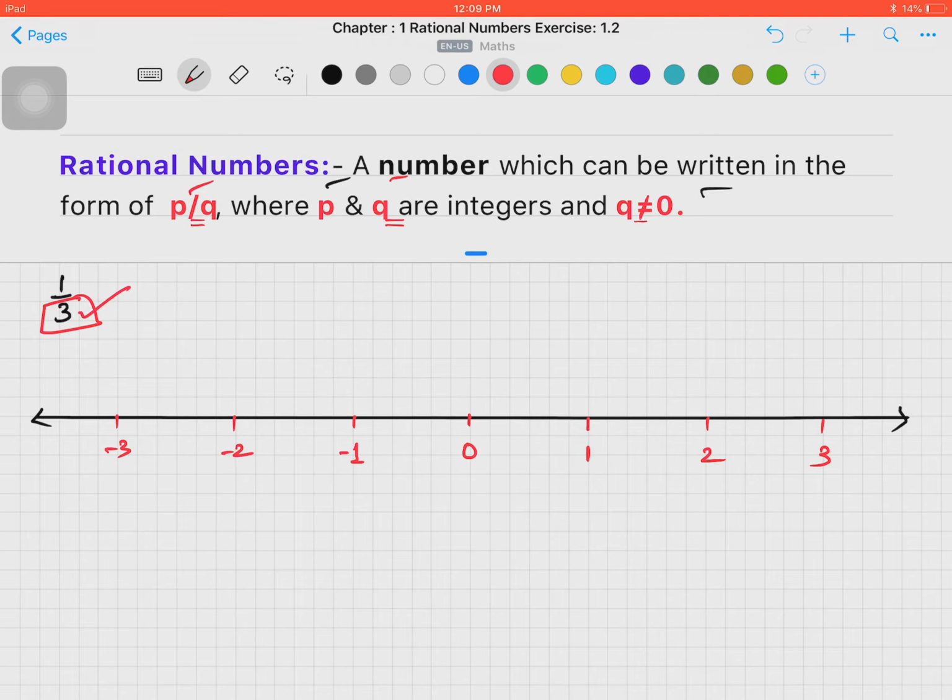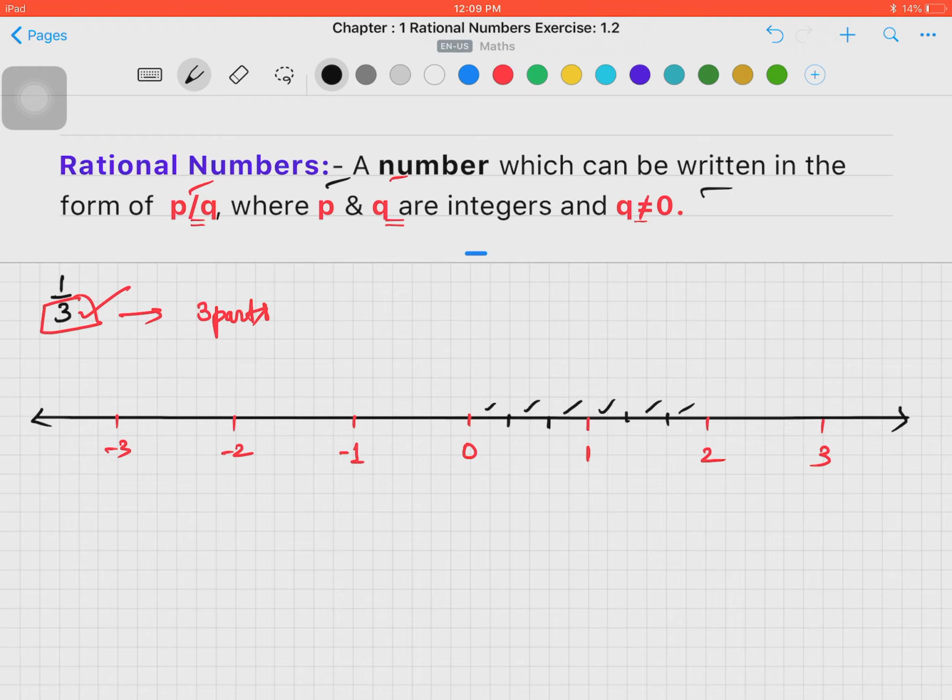This number 3 in the denominator suggests that we have to divide the region between any two numbers into how many parts? 3 parts. So whatever the number in the denominator, we will divide the region between any two numbers on the number line into that number of parts, like in this case 3. So we'll divide the region between 0 and 1 into 3 parts like this: 1, 2. So we have got 1, 2, 3 parts. Similarly here 1, 2, 3. Similarly between all the numbers, because we are asked to represent 1 by 3.